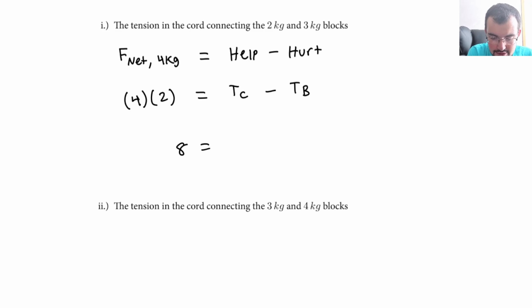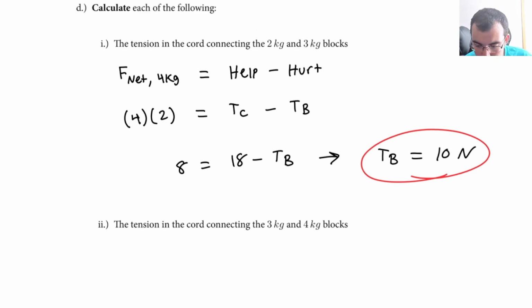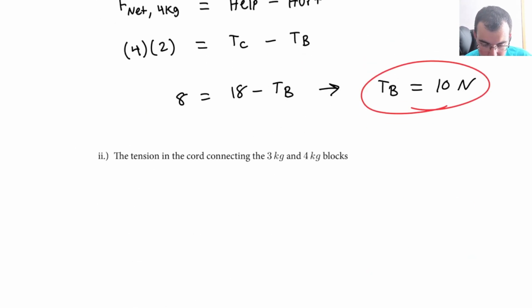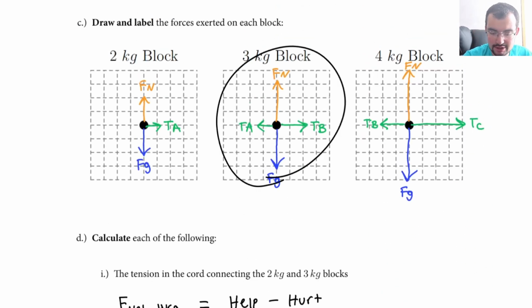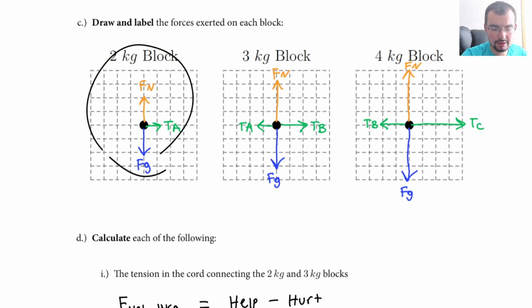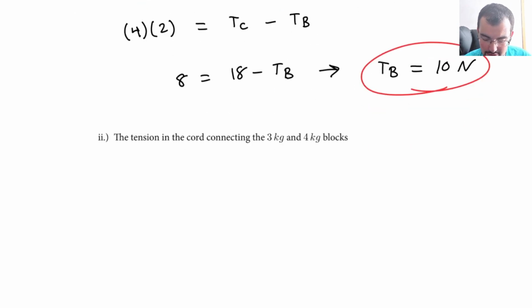So we'd get 8 equals 18 minus TB. So the tension in the B segment is 10 newtons, which is less than 18. So we should decrease again when we do the 2 kilogram. So you can actually pick either. You will get the same answer. Notice how my 2 kilogram block looks to be the simplest one to analyze because there's only one force, so I don't have to do any subtracting. You will get the same answer.